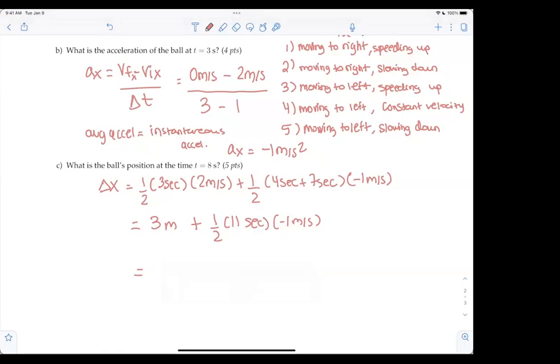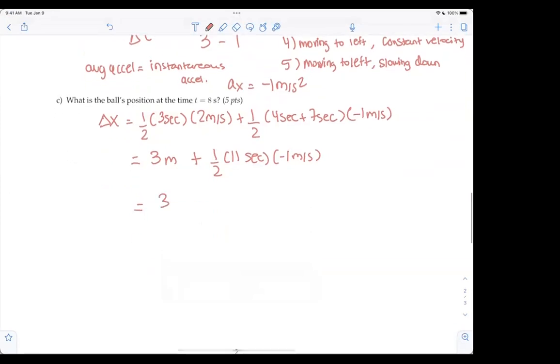So yeah, 3 plus 1/2 times 11 times -1. This should be 3 meters and then plus, I believe, parentheses -5.5 meters. And then that should give you -2.5 meters. -2.5. Okay, cool. So hopefully that kind of made sense.